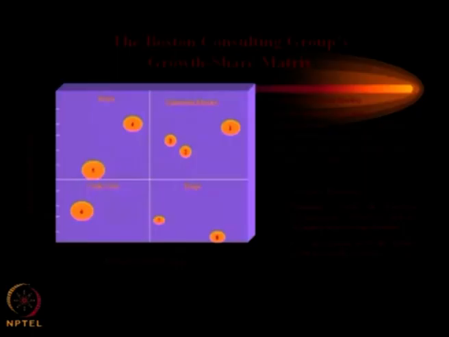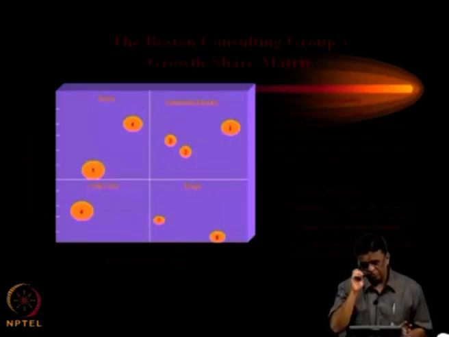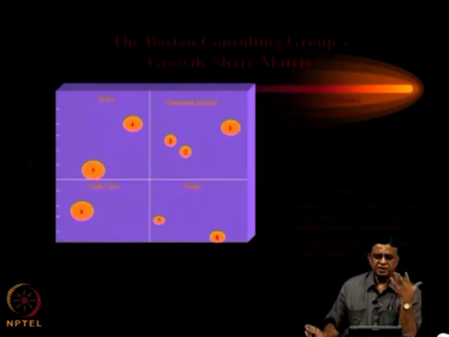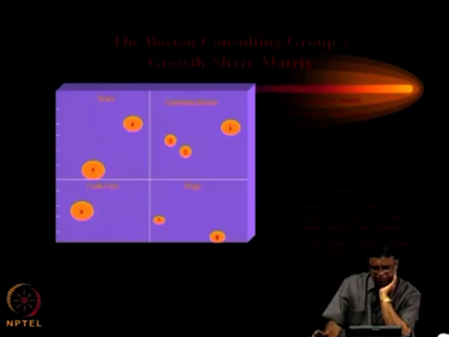Now, in order to help the strategic manager in this task, he can rely on some matrices, portfolio matrices. That is what I just mentioned in the last class. I said we will look at a few matrices. One of the common matrices which this strategic manager relies upon, tries to draw upon, is the Boston Consulting Group's growth share matrix. This is commonly referred to as the BCG matrix.